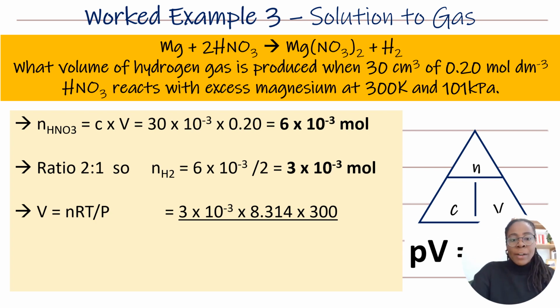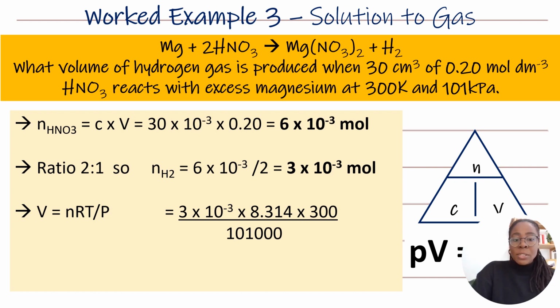And now, in order to find the volume of the hydrogen gas, we need to use the ideal gas equation, PV equals nRT, rearranging to make V the subject, so volume equals nRT over P.